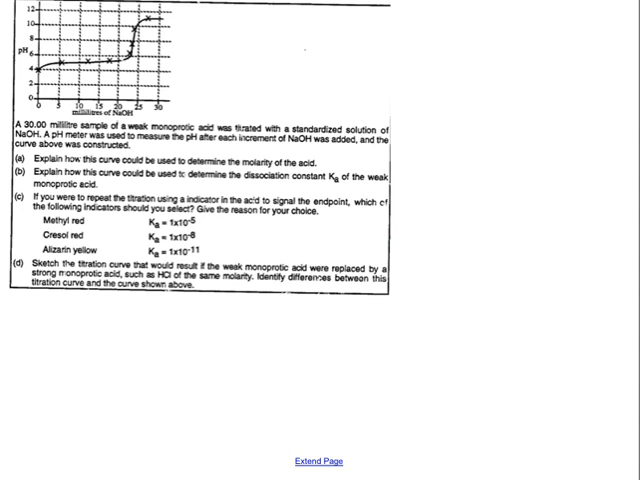Looking at this one, we have an obvious titration curve in our picture, and the first problem says a 30 ml sample of a weak monoprotic acid, weak monoprotic meaning it's not going to dissociate much, and it is a 1H acid, was titrated with a standardized solution of NaOH. What does standardized mean? That's a really important thing in order to make this problem successful. To be standardized means that we know the molarity of that sodium hydroxide solution.